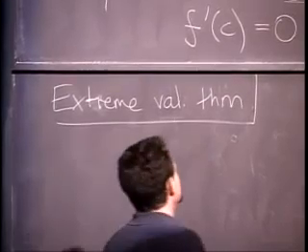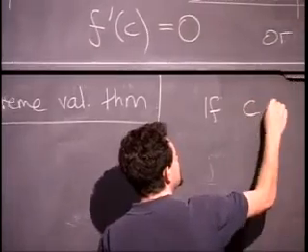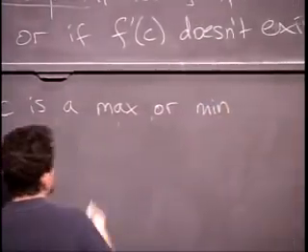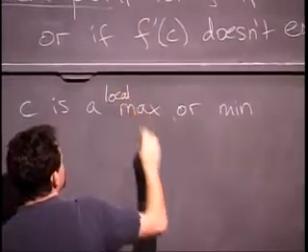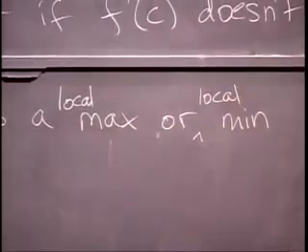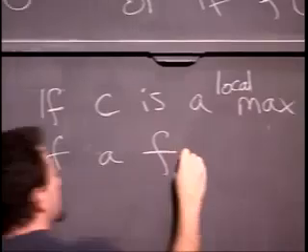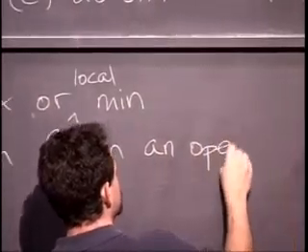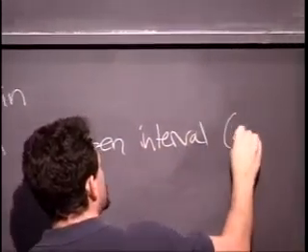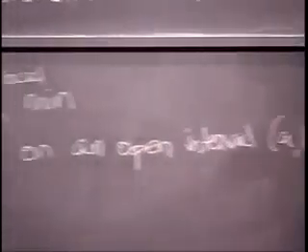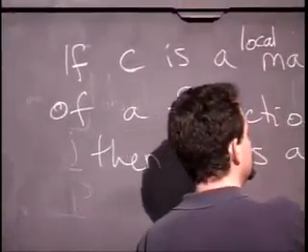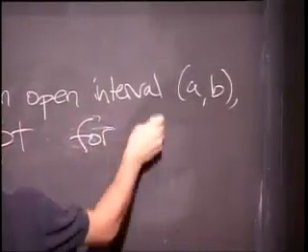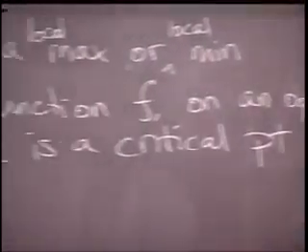So basically it says that if c is a maximum or a minimum, and now I should say a local max or a local min of a function f on an open interval (a, b), say, then c is a critical point for f, or of f. I don't remember. For, of, who cares?